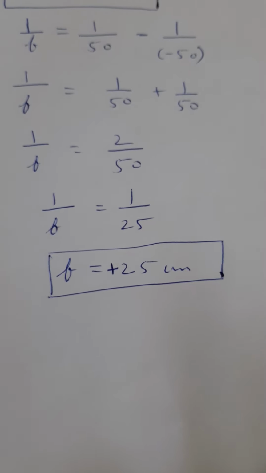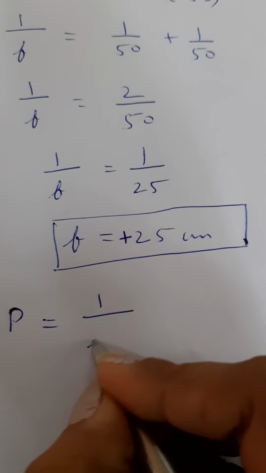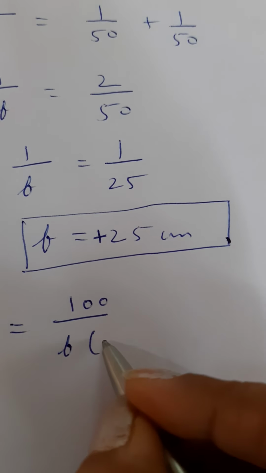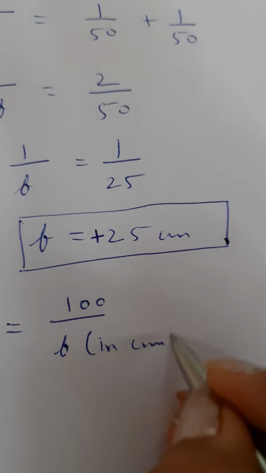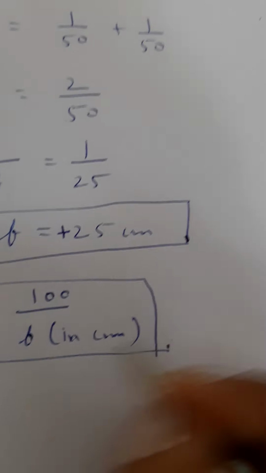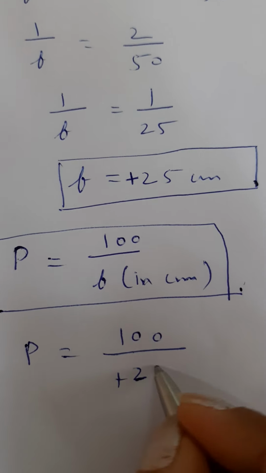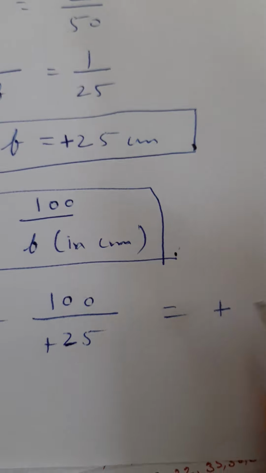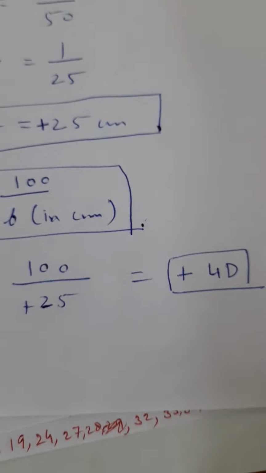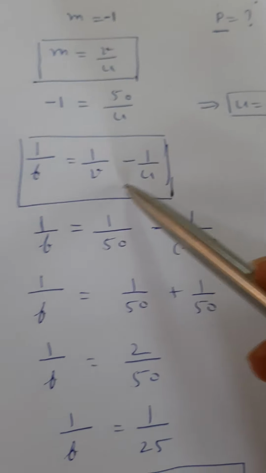Okay, now we will find out power. Power we will write as 1 upon f, or we can write 100 upon f, but f should be in centimeter. I am using this formula. You can convert f also into meters, your wish. Then power will be 100 upon plus 25. So the answer will be plus 4 diopter. This is the way of solving these numericals. We will highlight the formula everywhere and the answer.